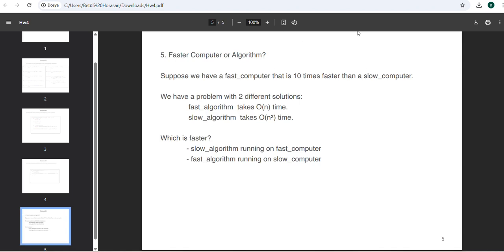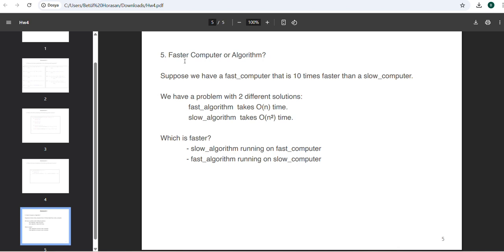Now, we have two computers: a fast computer, which is 10 times faster than the slow computer. And we have two algorithms: a fast algorithm with O(n) time complexity, and a slow algorithm with O(n²) time complexity. Now let's compare. First, the slow algorithm on the fast computer. The fast computer is 10x faster, so the execution time is approximately n²/10.